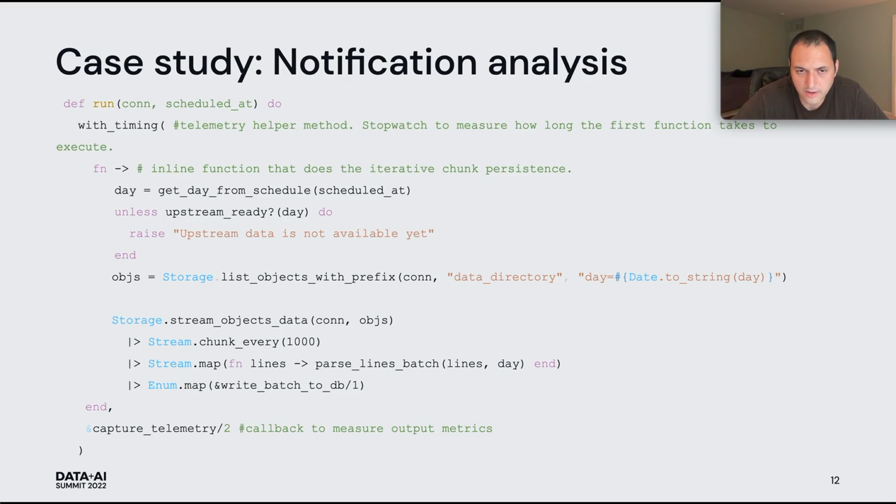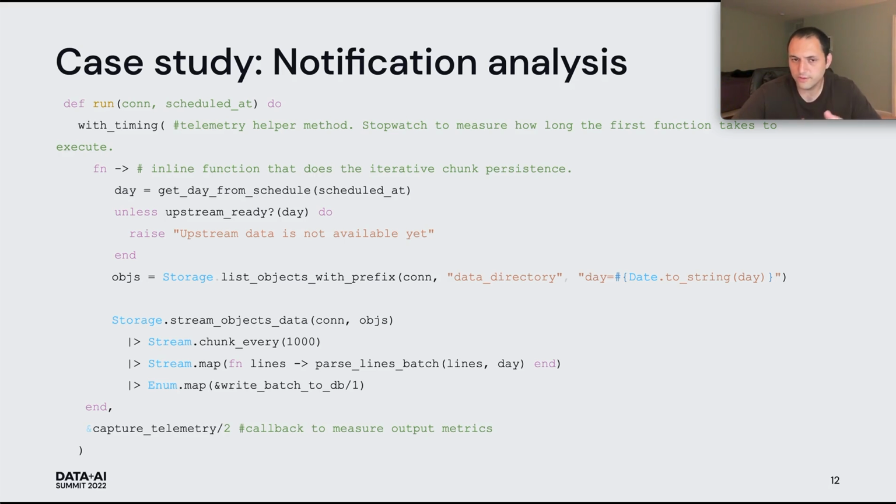We get the day arg from the scheduled at argument that's passed in. Let's just assume that's a valid timestamp. We have an upstream ready function that for a given day will look to make sure that the data is ready. We do this in Airflow too, but we do another defensive check just to really make sure the data is ready. The unless operator is just a fancy if not. We raise an exception, throwing an error if the data is not ready yet for the day. But if it is, execution continues to the next line.